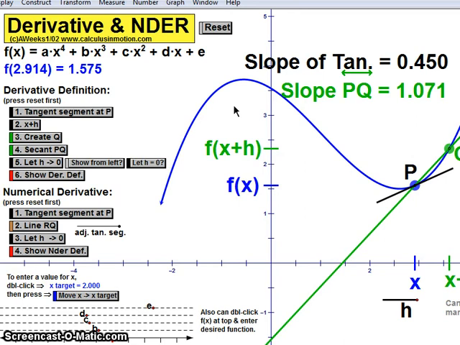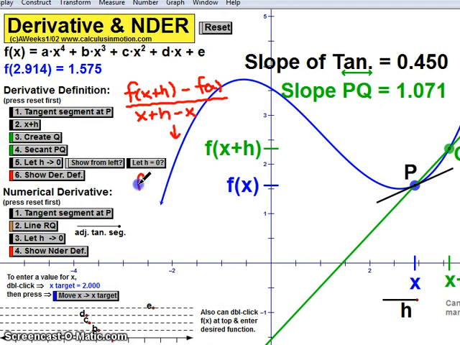So if we think about the slope of that secant line, it would just be the y value f of x plus h minus the y value f of x, so y minus y over your x values, so we have x plus h minus the other x value x. That's going to simplify to give us f of x plus h minus f of x over h. That's the slope of our secant line PQ.